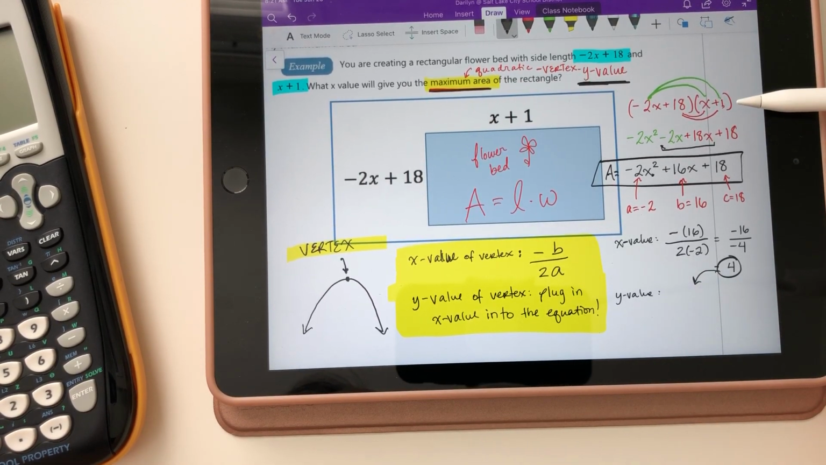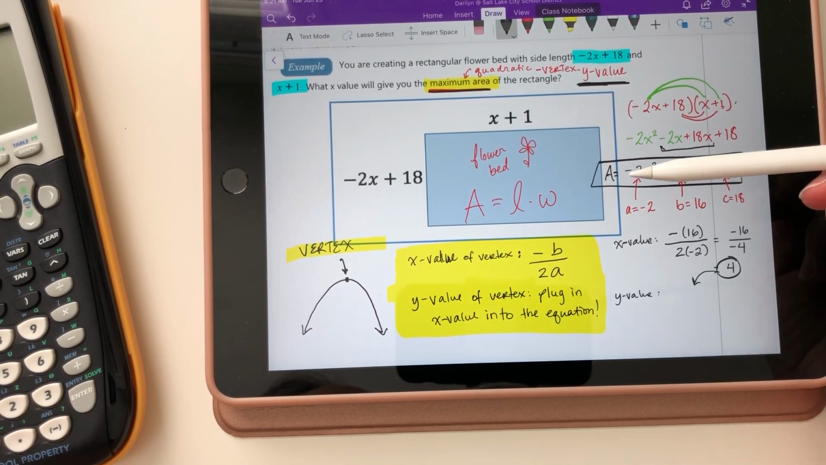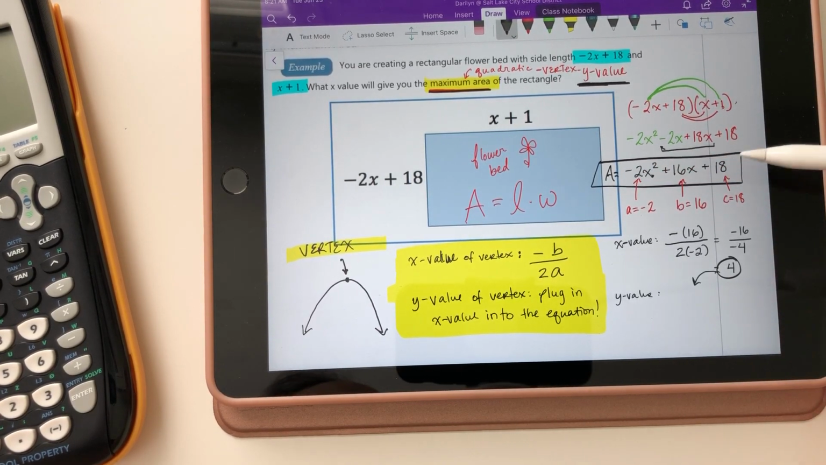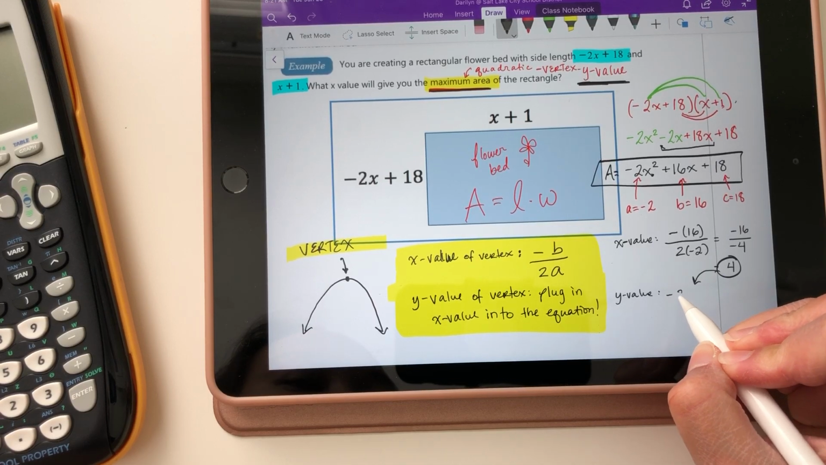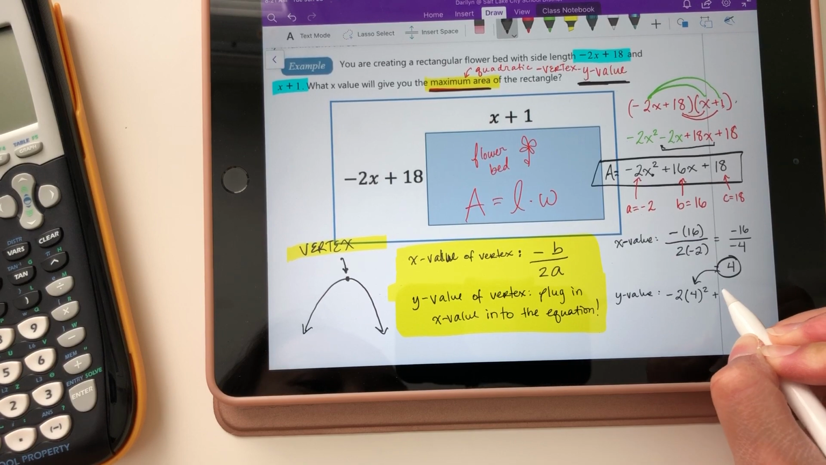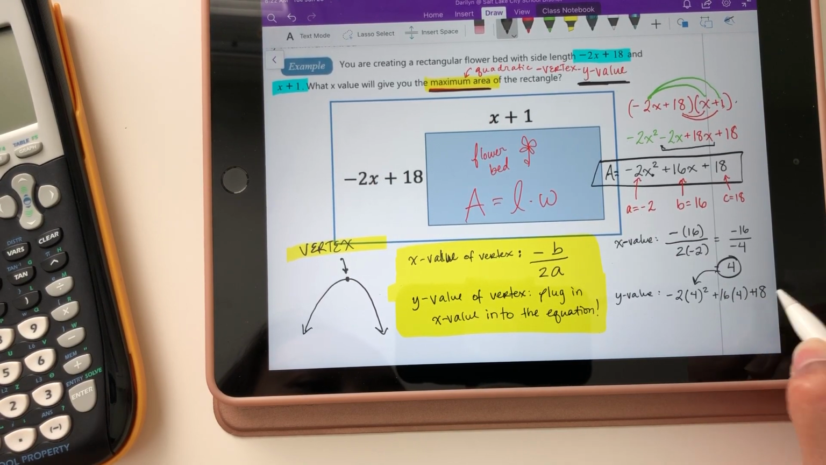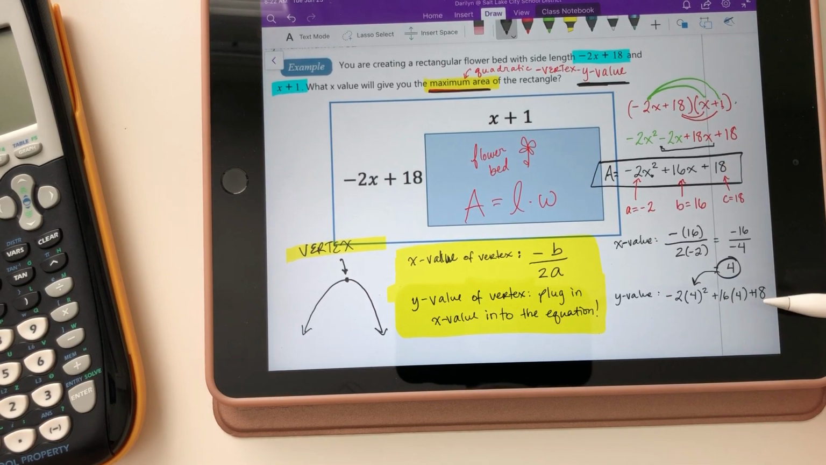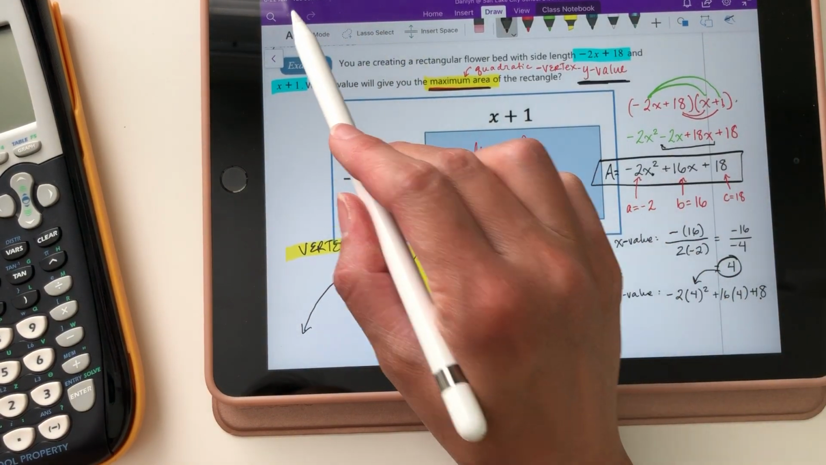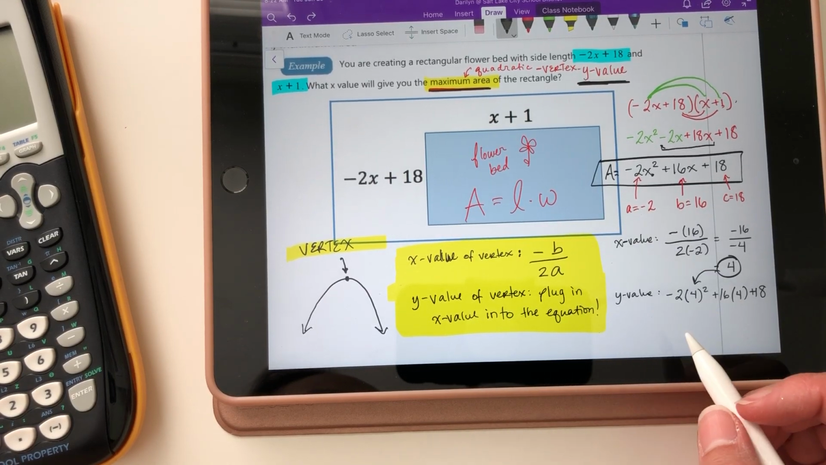Like I said before, you can plug it into this right here, in factored form, negative 2x plus 18 times x plus 1, or you can plug it into the quadratic in standard form. So I have negative 2, I always put parentheses, 4 squared plus 16 times 4 plus 18. I just use this equation down here, and everywhere there was an x, I simply plugged in that 4 that I got. And now I'm going to solve.